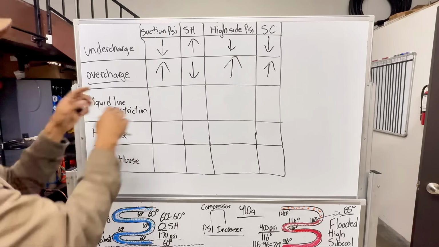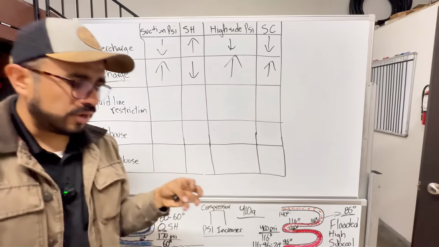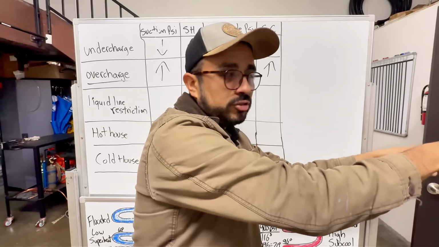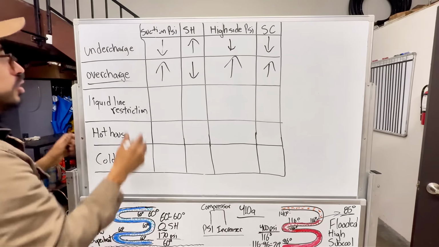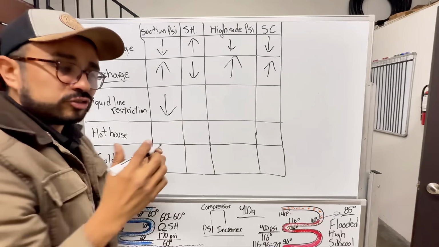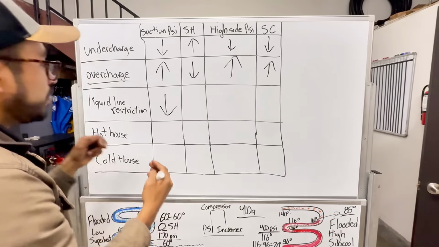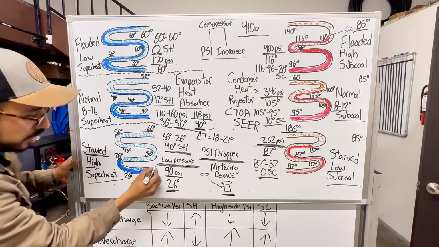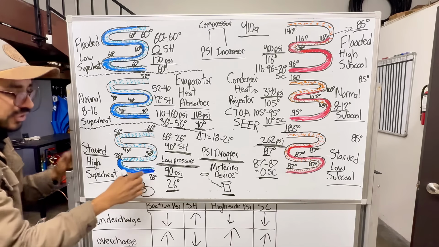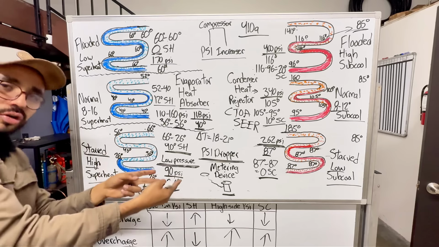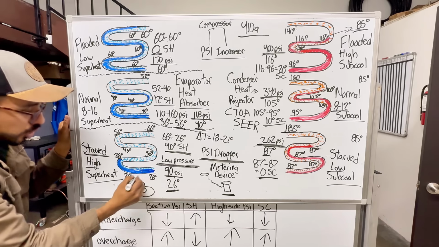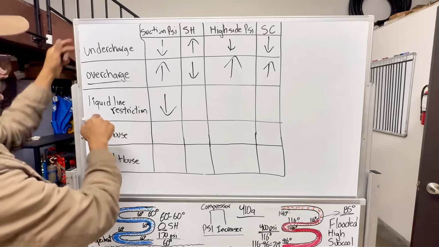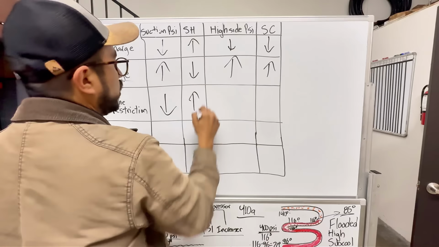Liquid line restriction. Right away, just think about it. Liquid line restriction. If there's a restriction on the metering device, nothing is going on the evaporator side of things, okay? You're gonna end up with low suction pressure because there's no refrigerant going through. And if there's no refrigerant going through, it's gonna simulate something that is undercharged. So you're gonna have low suction pressure and high superheat.